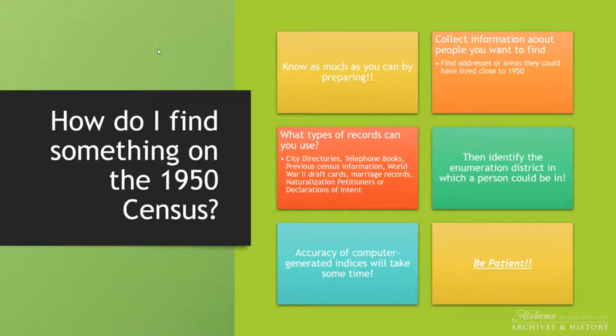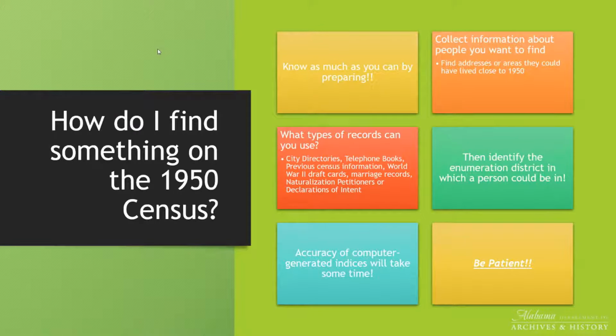So, types of records you can use to find someone or try to find where they are. You can use city directories, telephone books, previous census information, World War II draft cards, marriage records, and then naturalization petitions and things of that nature. Some of it, like the World War II draft cards, by 1950 is going to be 7 or 8 years old. But if that's the best you can get, that's a good starting point.